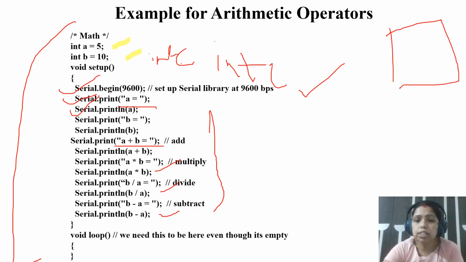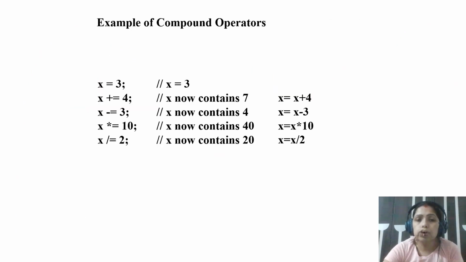Okay, you can see those values in the serial monitor window. So these are about the arithmetic operators. Now come to the comparator and compound operators, like the increment and decrement operators.